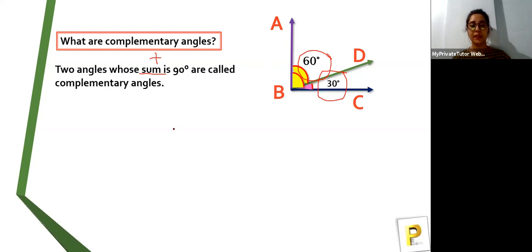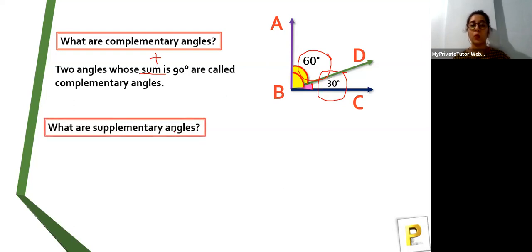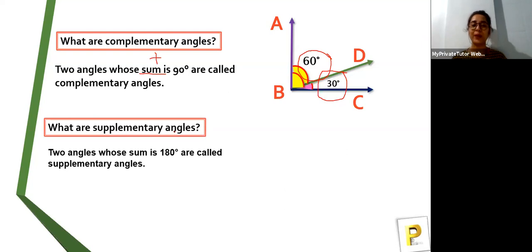Okay, so next we have what are supplementary angles. Supplementary you might also have heard, but still I'll be telling you, so not to worry. You have two angles whose sum is 180 degree, called supplementary angles. Confusion once again: in the previous we had 90 degree and now we have 180 degree. How come? Let's see an example for this.